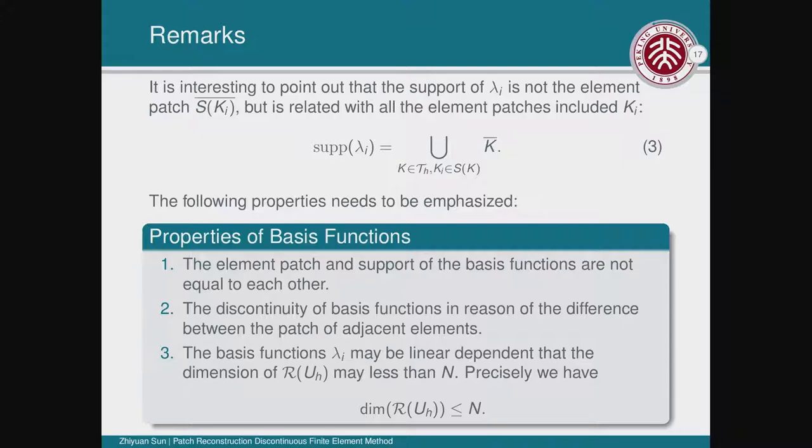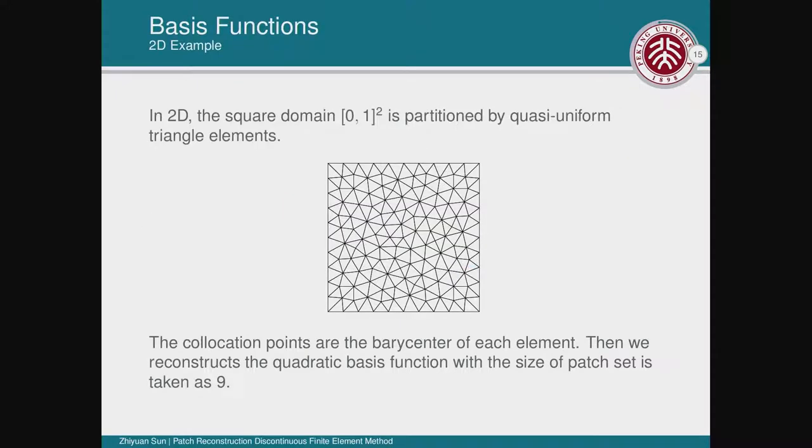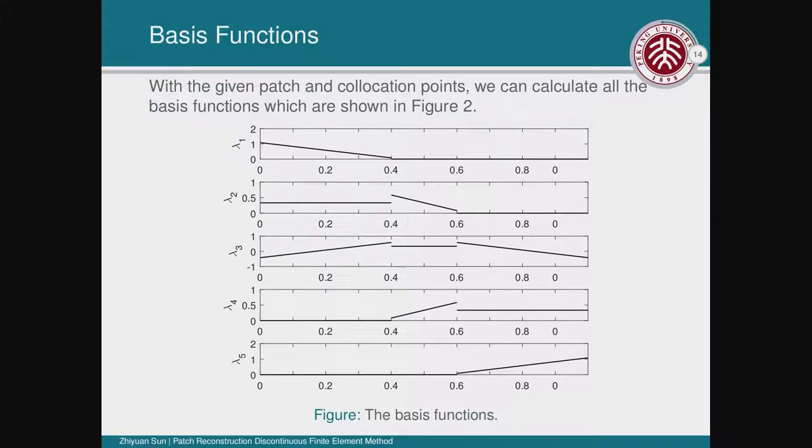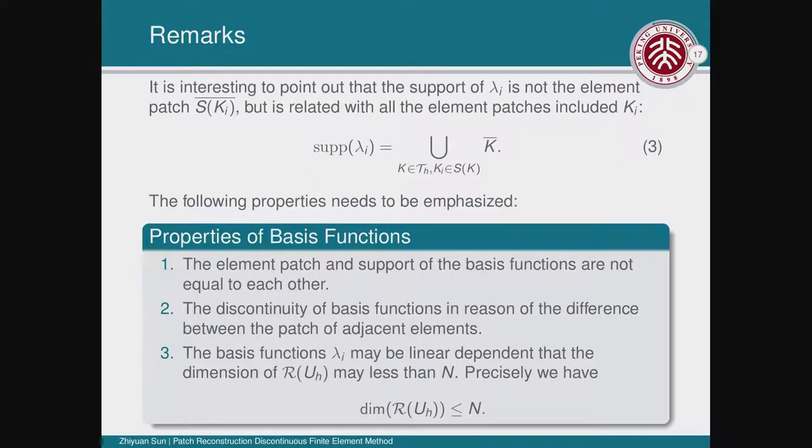For example, in the 1D problems, if you take the element patch for every element as K1, K2, K3, K4, K5, covering the entire interval, and you want to construct a linear approximation, the linear approximation just has 2 degrees of freedom, but now you have 5 degrees of freedom. So there are 3 degrees of freedom that disappear. So the dimension of the space is equal to 2 now. So this is our interpolation space we can reconstruct.